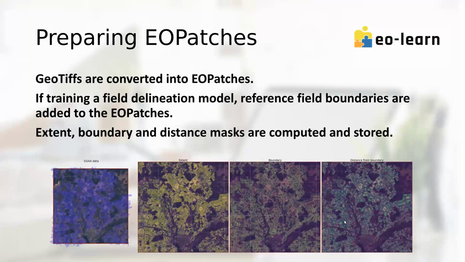The model that we use requires us to compute 3 different masks from the vectors. And this is the extent mask, the boundary mask, which only rasterizes the boundaries of the fields. But we also create a distance mask, which for each pixel that is contained within a parcel, assigns a value that means what the distance of that pixel is to the edge of the parcel. And this is due to the way that our model is structured.